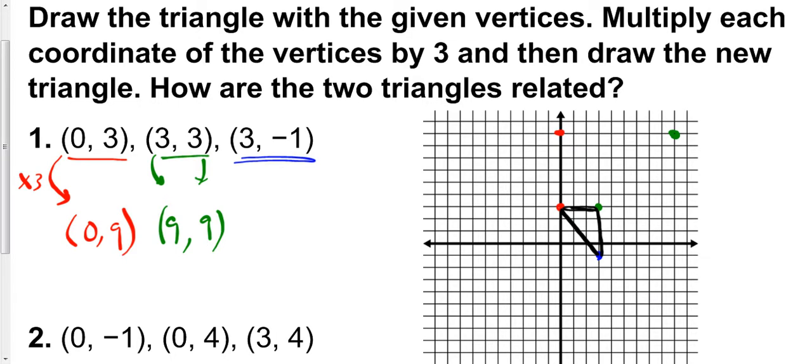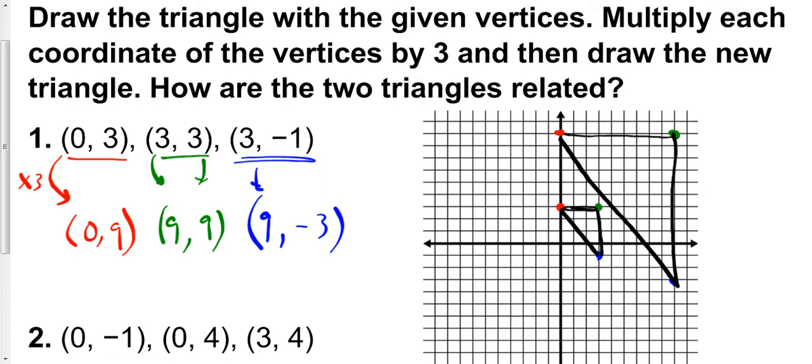And with this point, if I multiply both by 3, I've got 9, -3. So I've got 9, -3. And this is the shape I would have then. I would have this shape right here. You might notice that it's a similar looking figure.